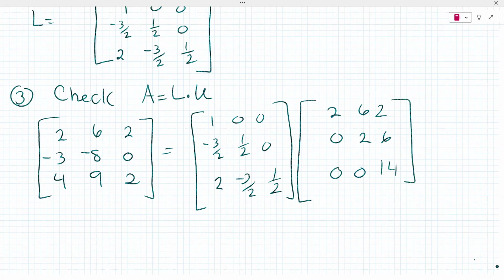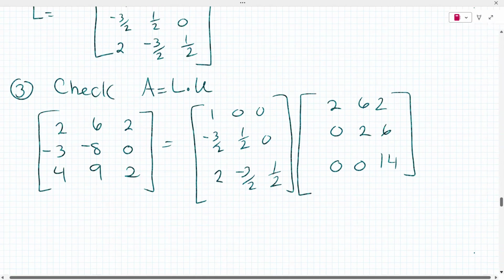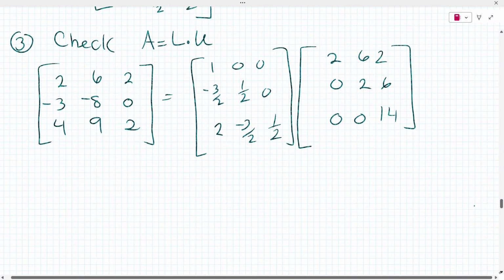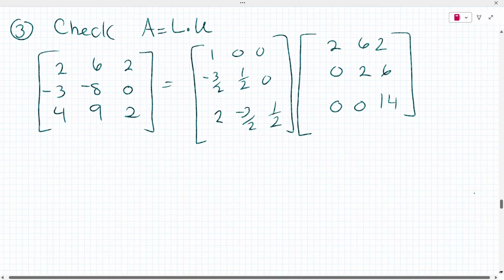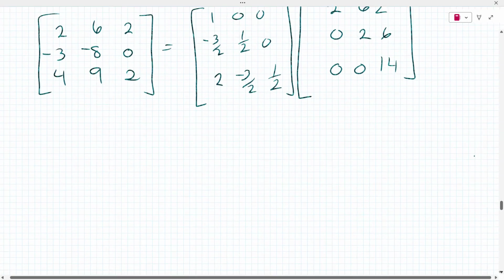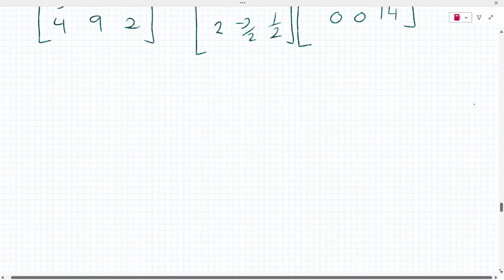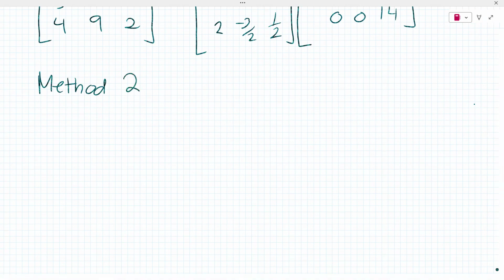Okay, so that was method 1. Now let's move on to method 2. And it's probably the quicker and easier way. So method 2, let's write out our commands. Our A was this.